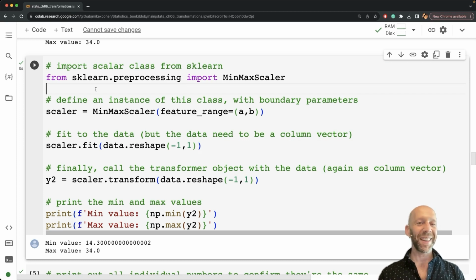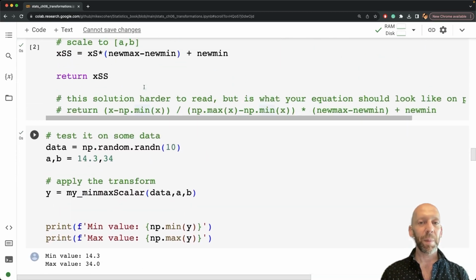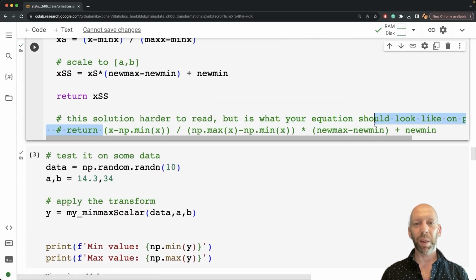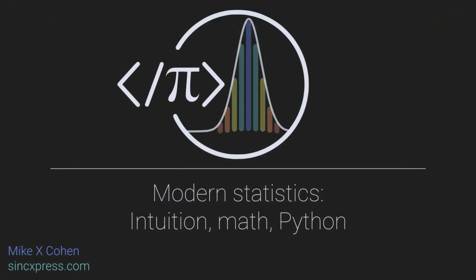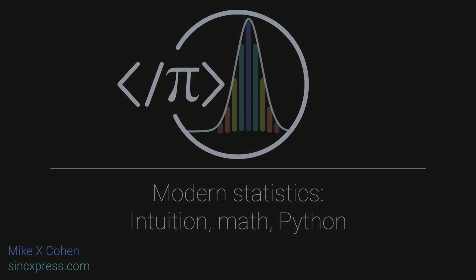If you want to use scikit-learn, that's great. But I think it's really handy to understand the math and see how easy it is to implement the math yourself with really just one line of code. Anyway, I hope you found this exercise to be interesting and enlightening.